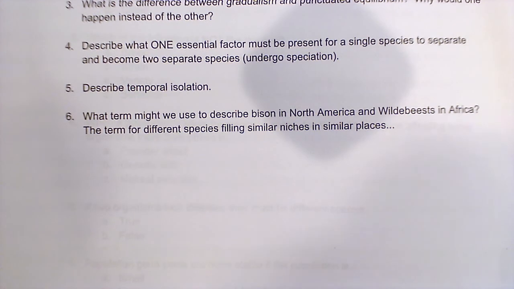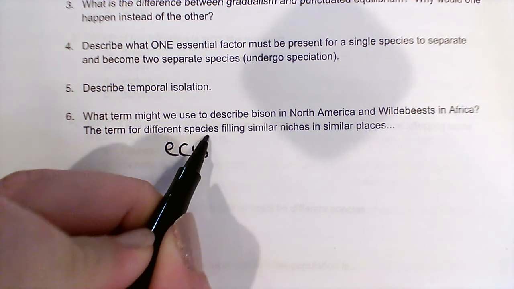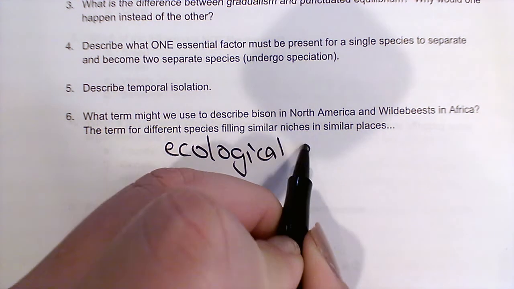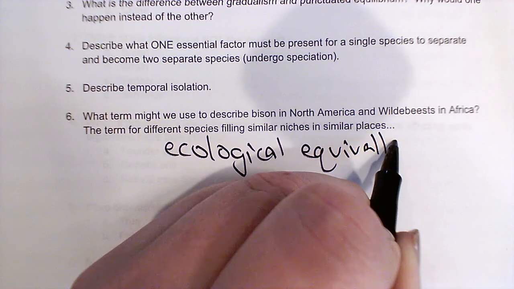All right, last one. What term might we use to describe bison in North America and wildebeests in Africa? So these are different species, but they kind of have similar niches, right? So they're grazers. They would naturally have big herds, and they move around and follow the grasses. And the term for the different species was this one, ecological equivalence.